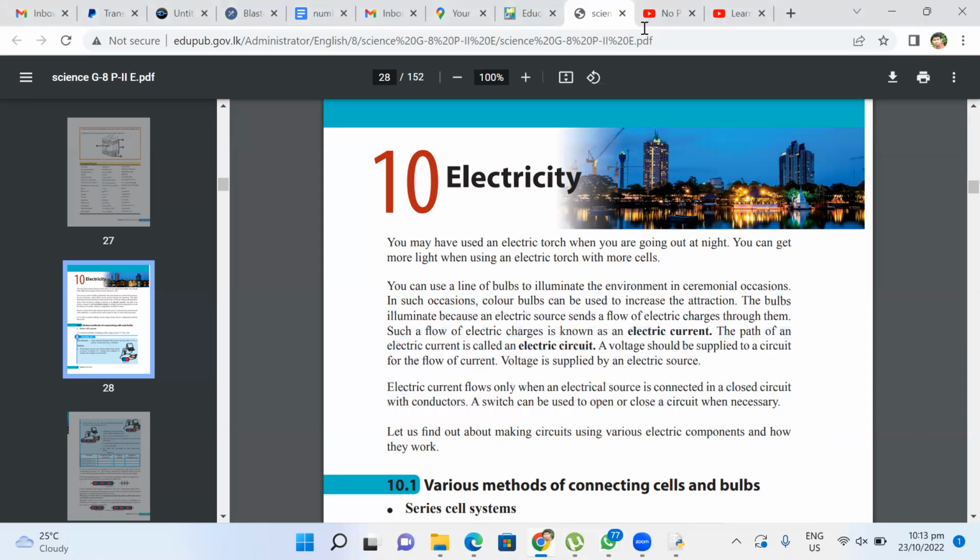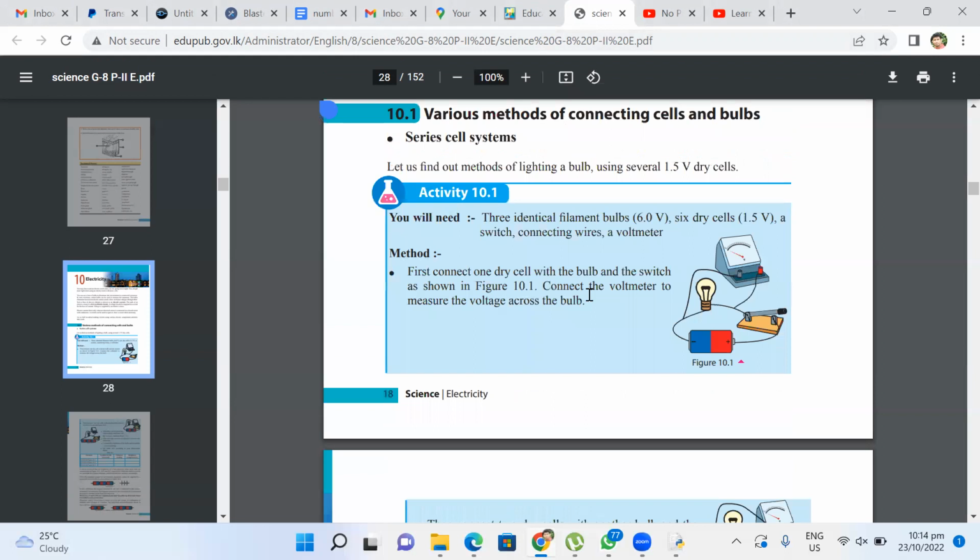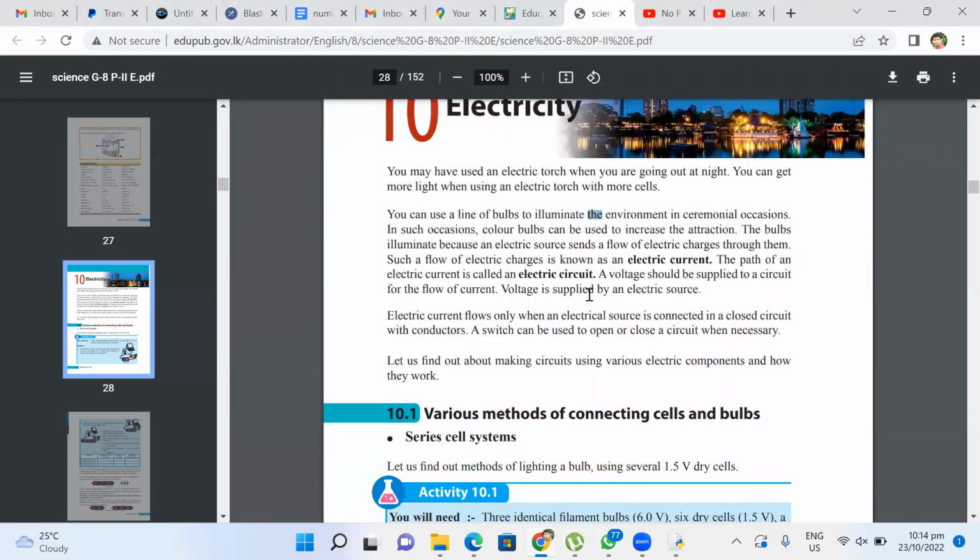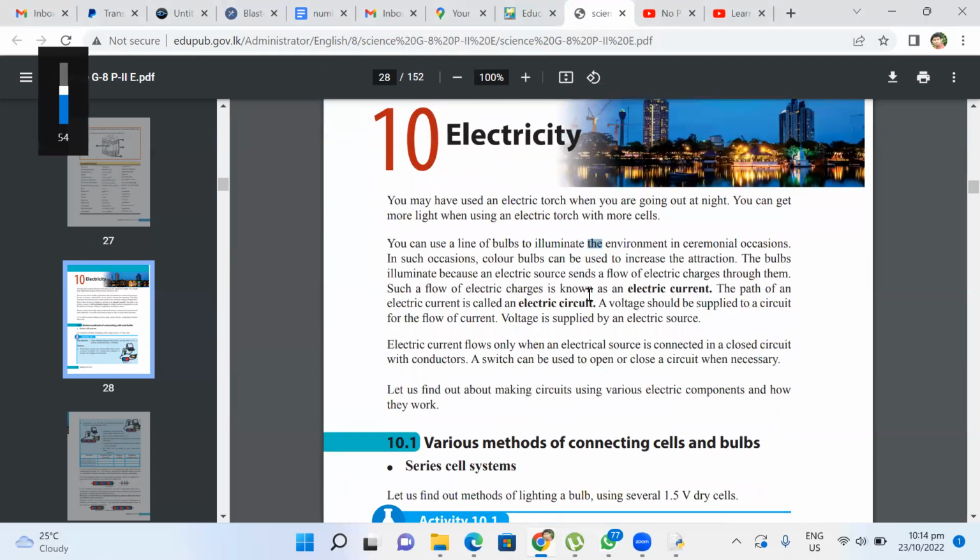Okay. So the first thing that you need to consider about electricity, we have learned about this chapter in grade 6 and grade 7 both. Now you have a proper idea about how electricity works. So that is basically in a circuit.